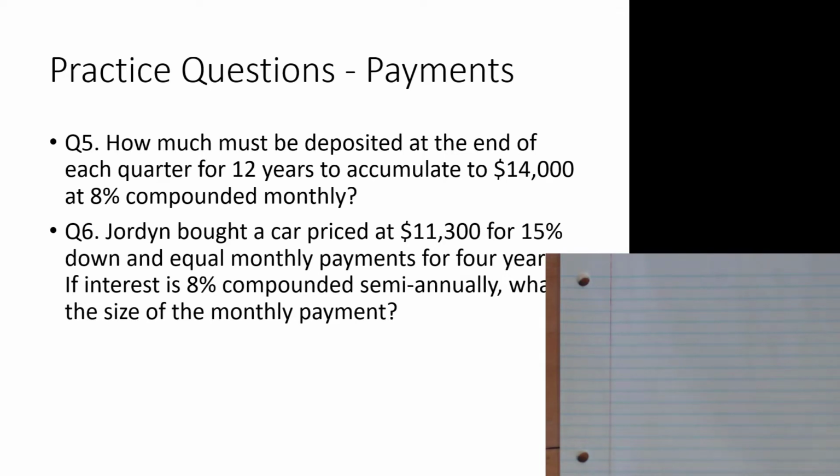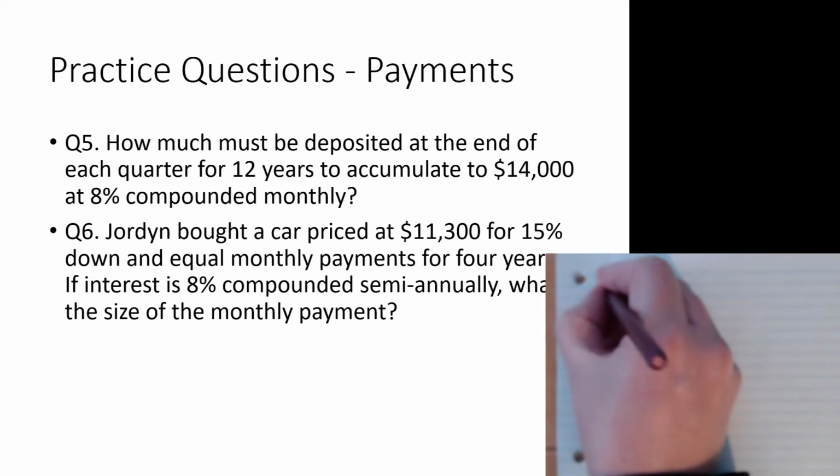Question number 6. Very applied kind of question. Jordan bought a car priced at $11,300 for 15% down and equal monthly payments for 4 years. If interest is 8% compounded semi-annually, what is the size of the monthly payment? First off, the monthly payment is based on how much you borrow, not how much the car cost, but how much did you borrow. That is our key metric here.